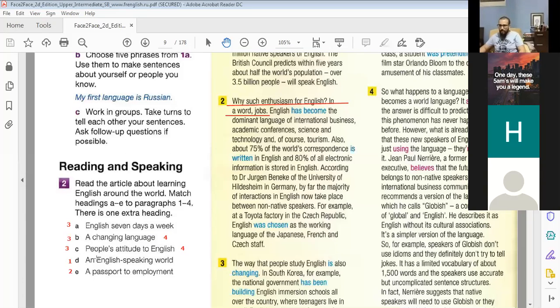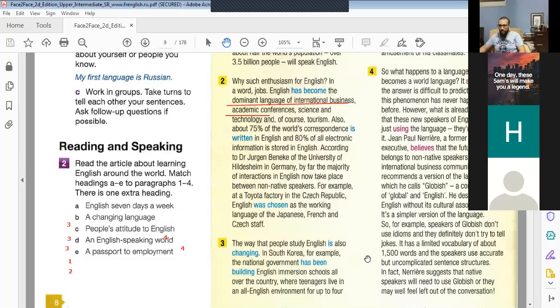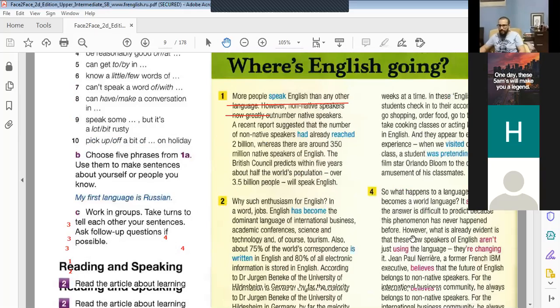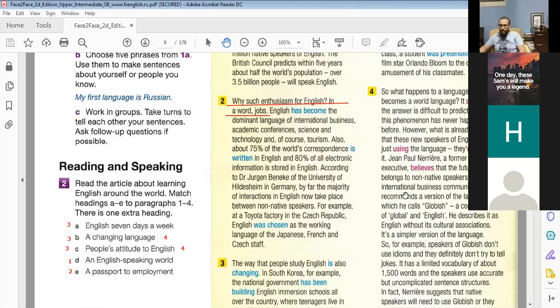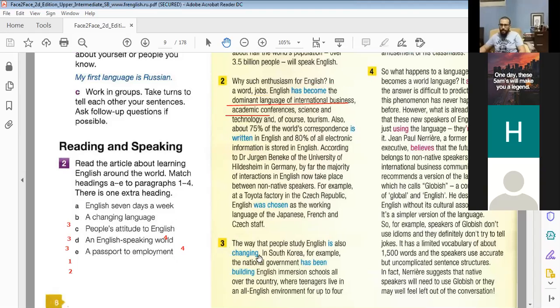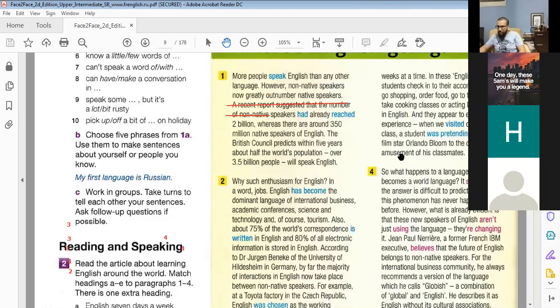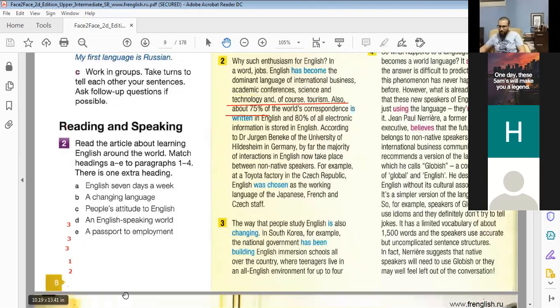Number 3 is where we had a little bit of disagreement. Actually here, the correct answer is English 7 days a week, because the model they're speaking about in number 3 is a type of immersion school. And the sentence which paraphrases the heading, I'm looking for it right now, it's this one.